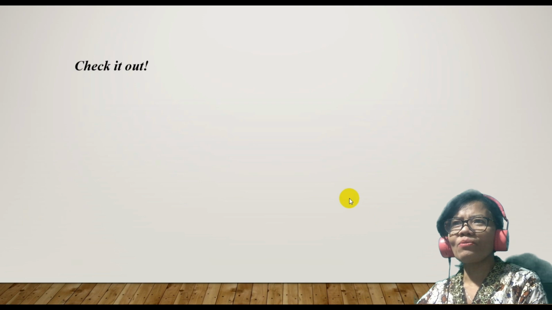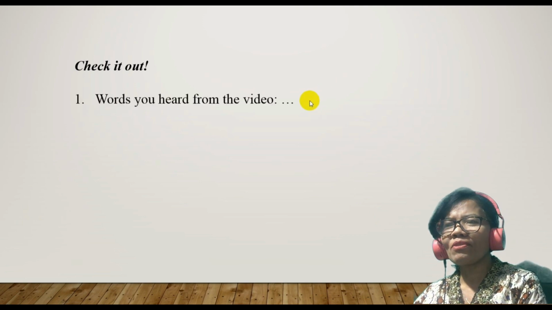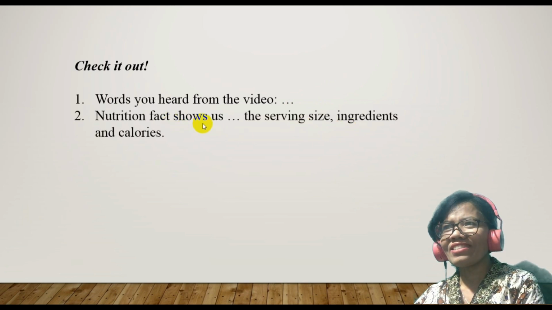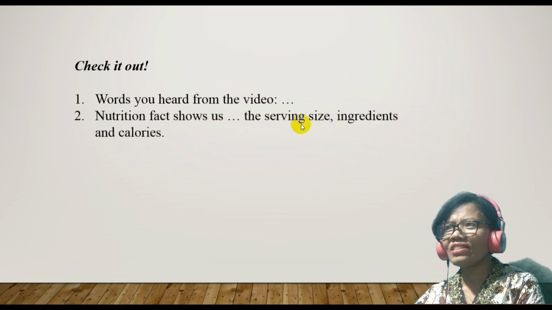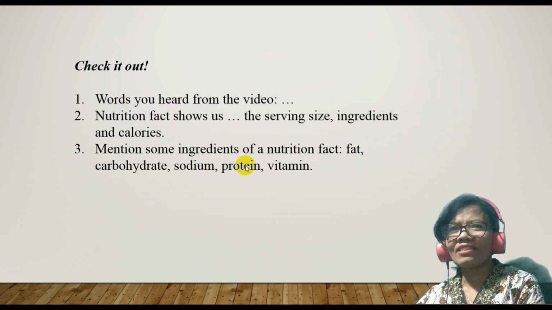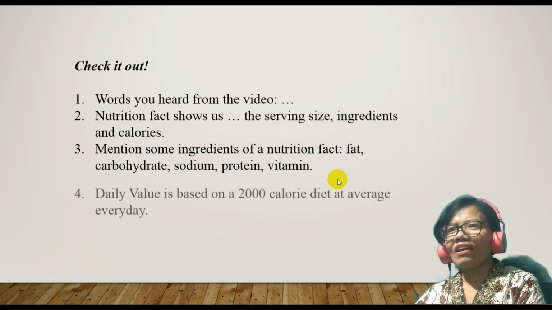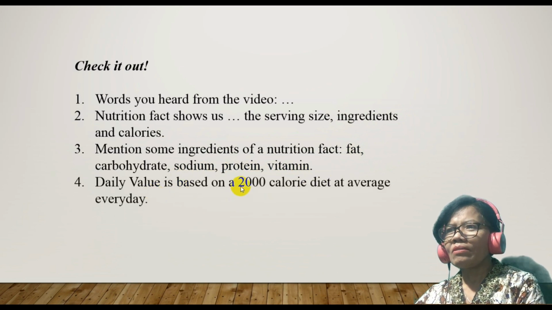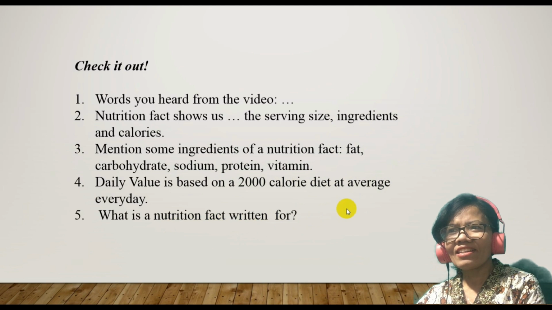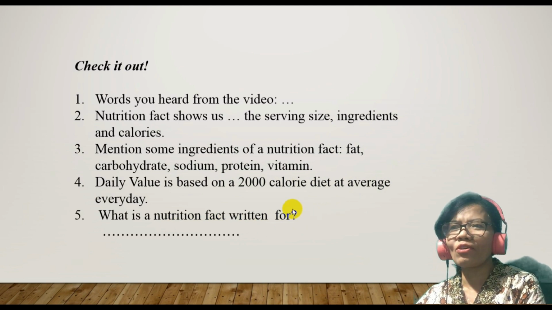Okay, let's check your work. What words did you hear from the video? And what does the nutrition fact show us? Yeah, this is the serving size, ingredients, and calories. And number 2, the ingredients are fat, carbohydrate, sodium, protein, and vitamin. And the daily value is based on a 2000 calorie diet on average every day. And what is nutrition fact? Yeah, maybe you have your own answer.